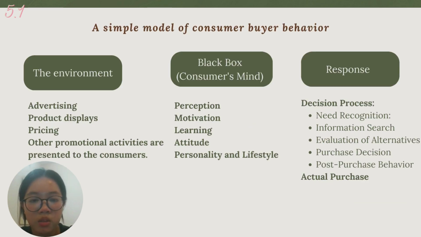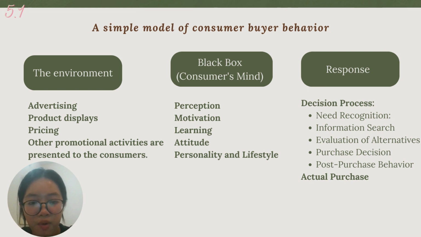So this is a simple model of consumer buyer behavior. We have three parts. The first one is the environment. This is the starting point where marketing stimuli such as advertising, product displays, pricing, and other promotional activities are presented to the consumers. The next one is the black box, the consumer's mind.